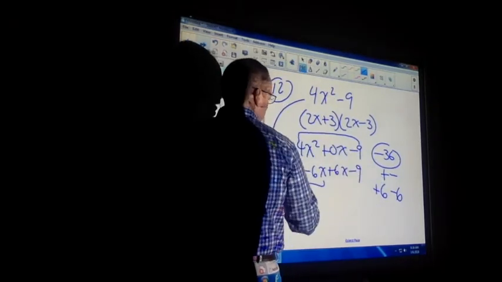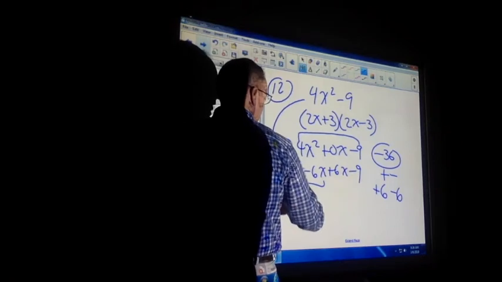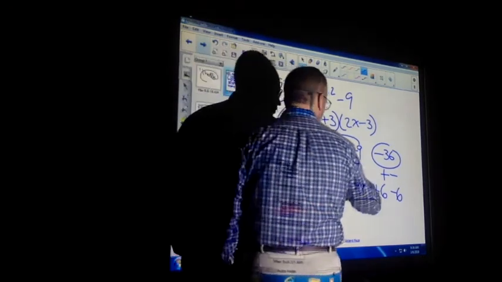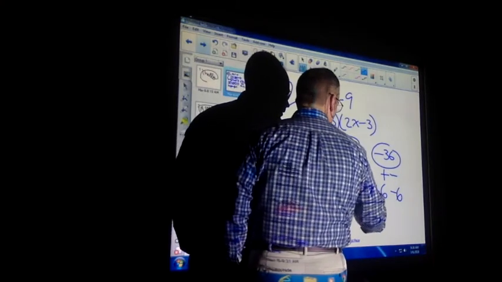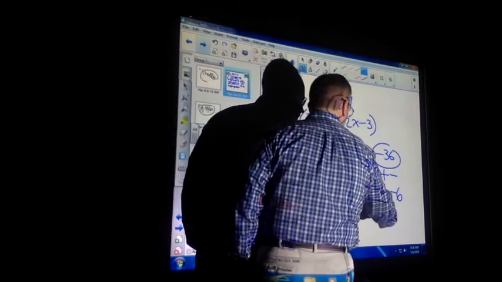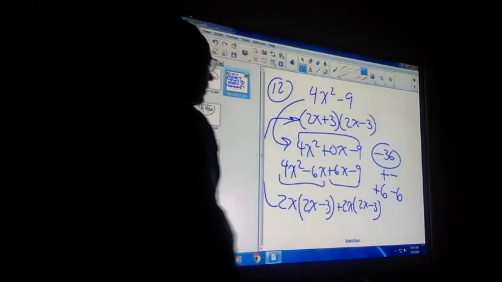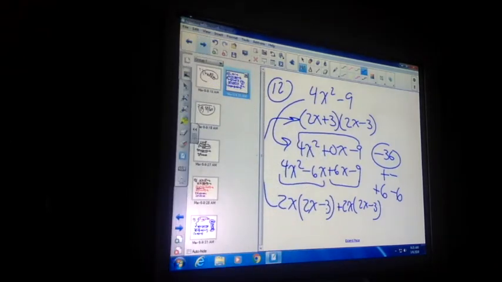Look here, say, okay, I can factor out 2x. Then I'm left with 2x minus 3. I can factor out 2x here, 2x minus 3. And then that clearly could show you that that's the answer. So, which way should you do it? Whatever way you feel comfortable with.